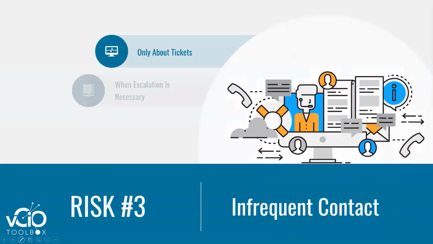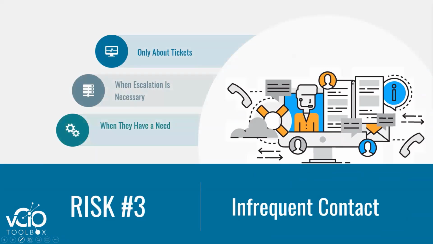And this really goes back to that infrequent contact. If we're only talking to our customers about tickets, when there are escalation events, when they're coming to us with a project or a need, we are really missing the boat with what we could be doing from an account management standpoint. We need to be talking to them and learning a little bit about them as people, but also a little bit about the direction of the corporation.